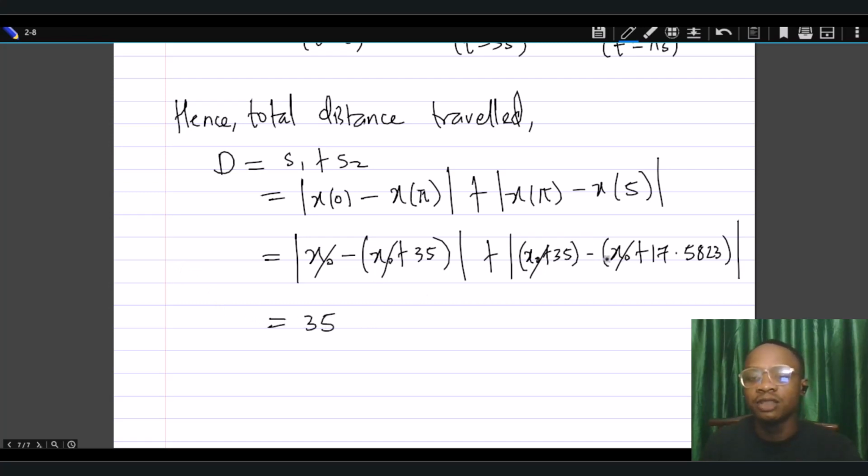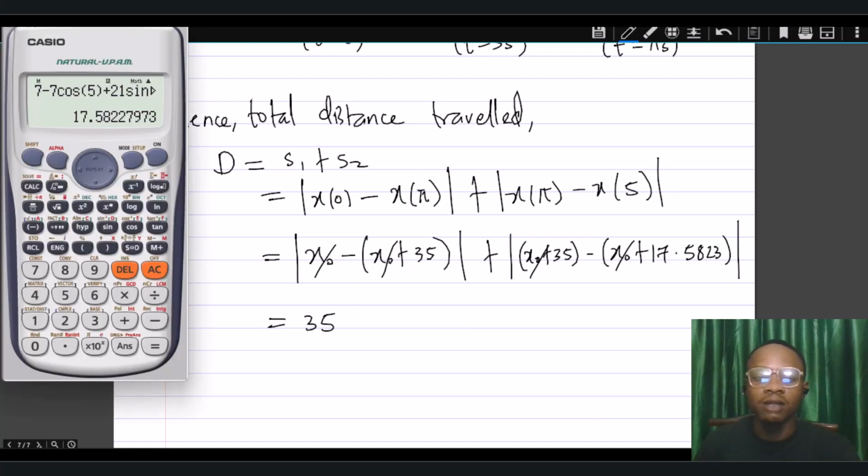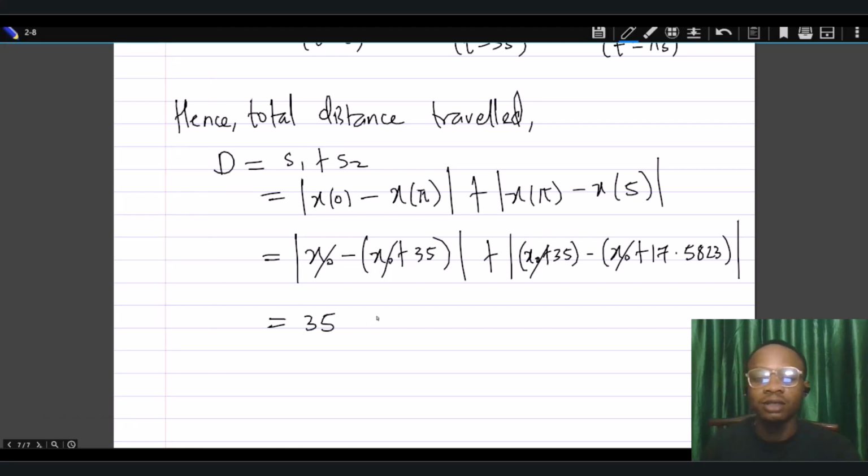Then the modulus of this is just 35 minus 17.5823. So let's bring up our calculator. We have 35 minus 17.5823. So that is going to give us 17.4177. Now we add 35 to it, so that gives us 52.4177.